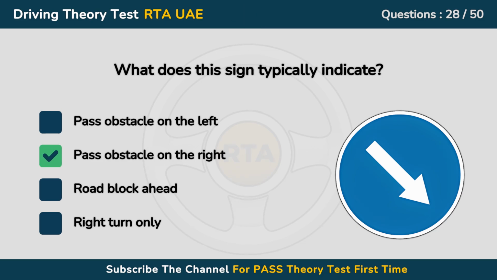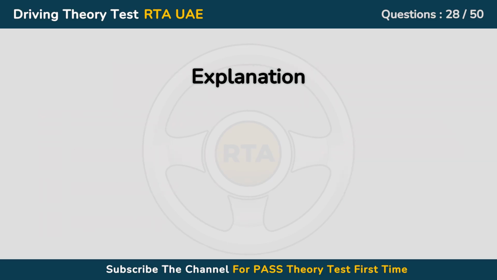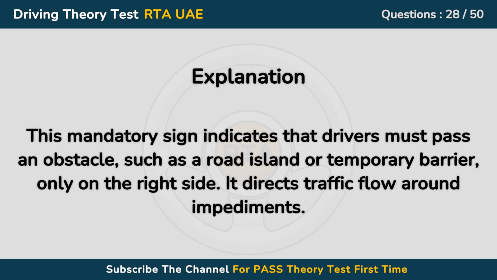Answer is B. Pass obstacle on the right. This mandatory sign indicates that drivers must pass an obstacle, such as a road island or temporary barrier, only on the right side. It directs traffic flow around impediments.